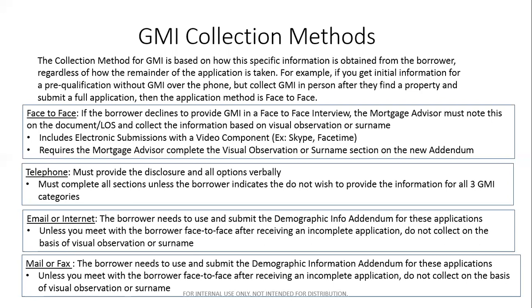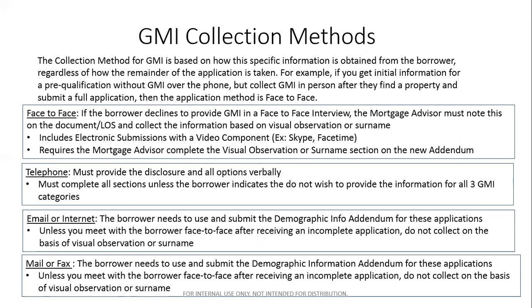This is still considered a face-to-face application regarding the collection of government monitoring information. It requires the mortgage advisor to complete the visual observation or surname selection section of the new addendum if we're going face-to-face. If we're doing it via telephone, we must provide the disclosure in all options verbally. We have to go through great detail if we're taking an application over the phone to make sure they have all the information. So they must complete all sections unless the borrower indicates they do not wish to provide the information for all the 3 government monitoring categories.